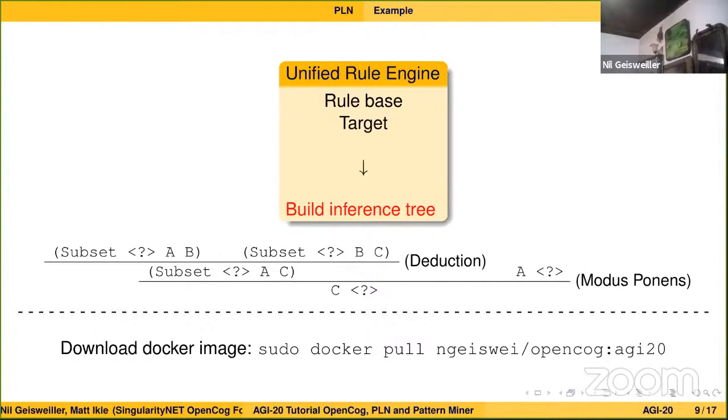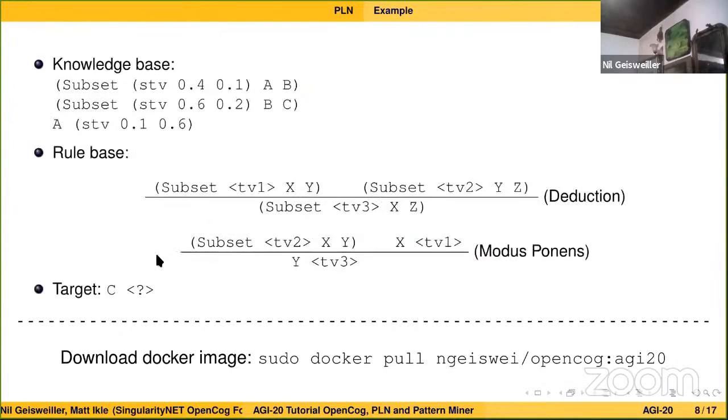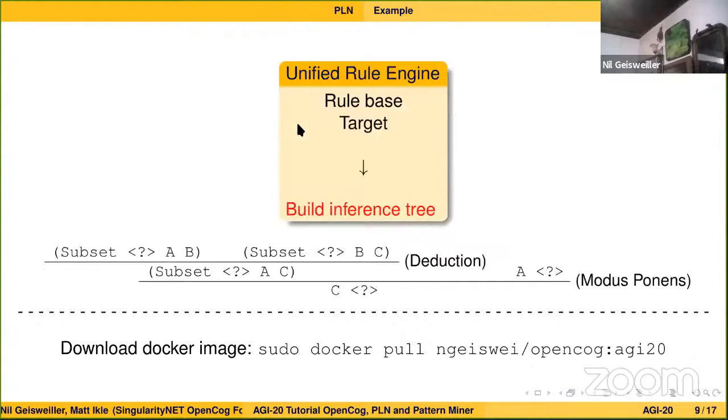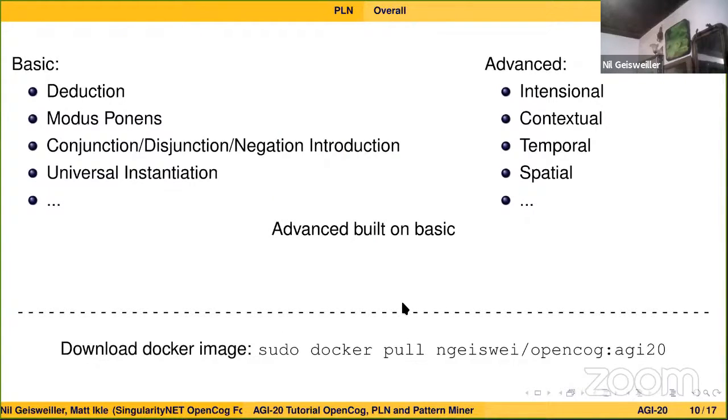So here's a simple example of an inference tree. Given the knowledge base that we have here, how can we infer the truth value of C? Well, we can construct this inference tree that first constructs the implication of A and C with a certain truth value. And given that we have A with a certain truth value, then we are going to be able to infer C. Okay, so that's a very simple example.